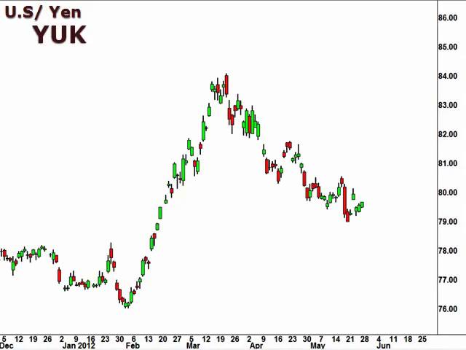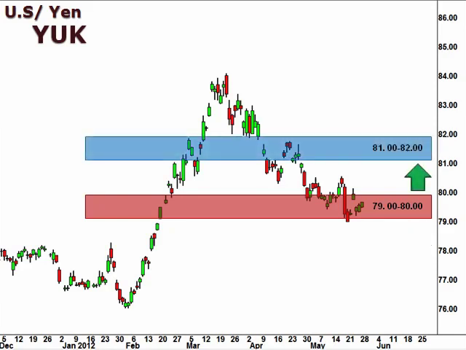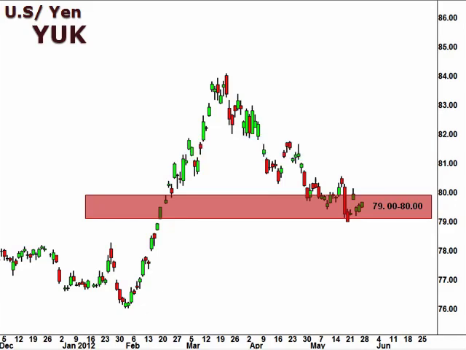Let's take a look at the YUK, the US dollar versus the Japanese yen. Well, the YUK continues to consolidate within the 79-80 zone. A break below 79 opens the window for a drop lower. However, a break above 80 lends credibility to a move towards the 81-82 focal zone.